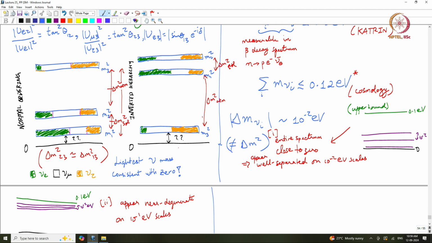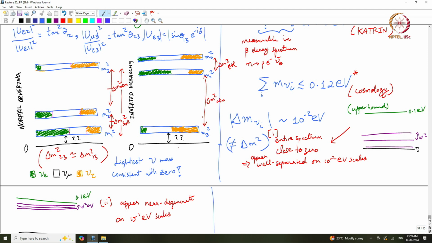And the ordering in which the 1 is lower than the 3 is what you would expect. So that is the normal ordering, and then the ordering in which the 1 is above the 3 is inverted ordering. This is also called hierarchy. So, you have normal hierarchy and inverted hierarchy. Okay.